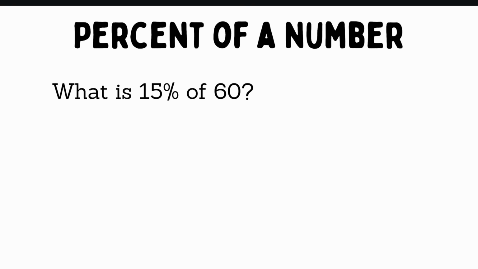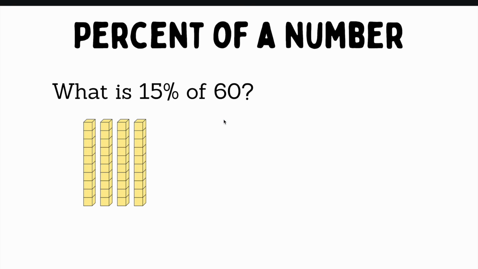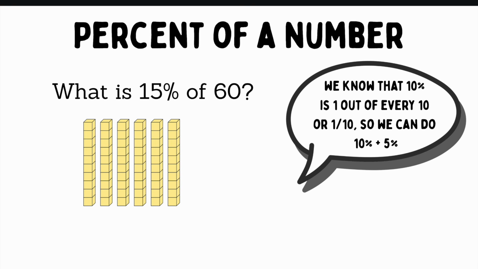What is 15% of 60? Let's create a model for 60. 10, 20, 30, 40, 50, 60. Remember, we know 10% is 1 out of every 10, or 1/10. So we can do 10% first and then add 5%.